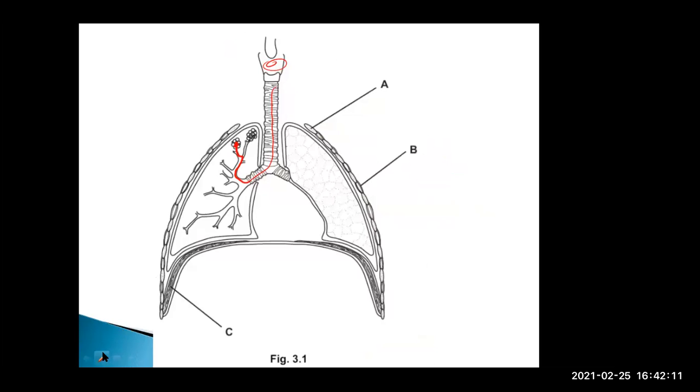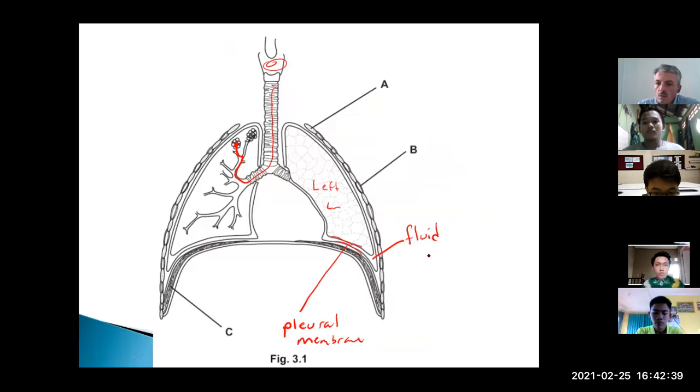And one more thing. You see the membrane for the lungs. Okay, this is left lung. There is a double membrane, right? You see this double membrane. These membranes are called pleural membranes. And between them there is fluid. Between them there is fluid here to reduce friction.